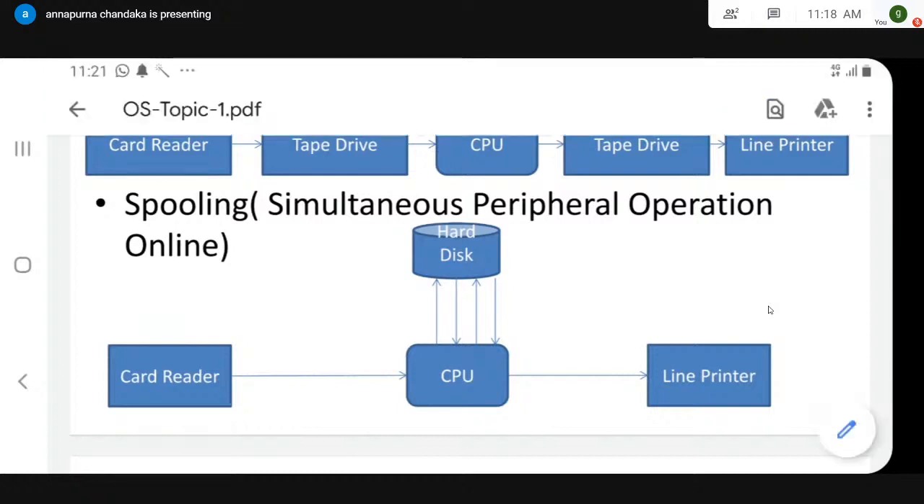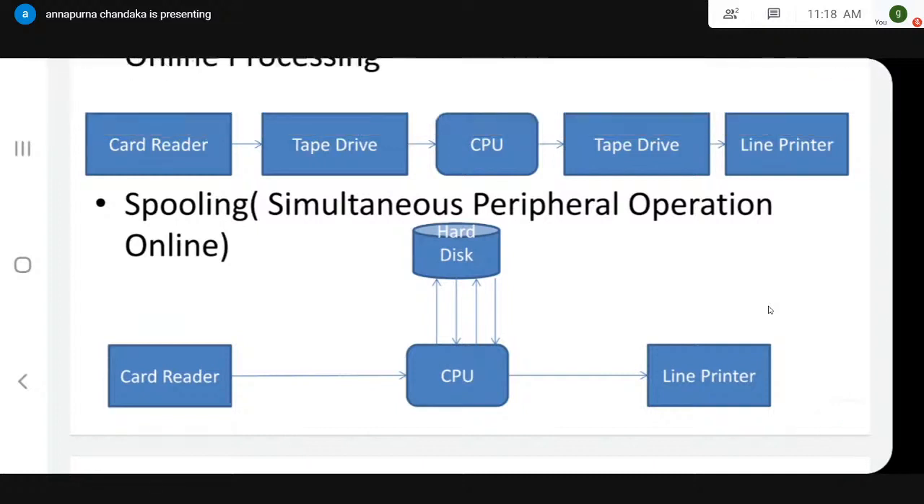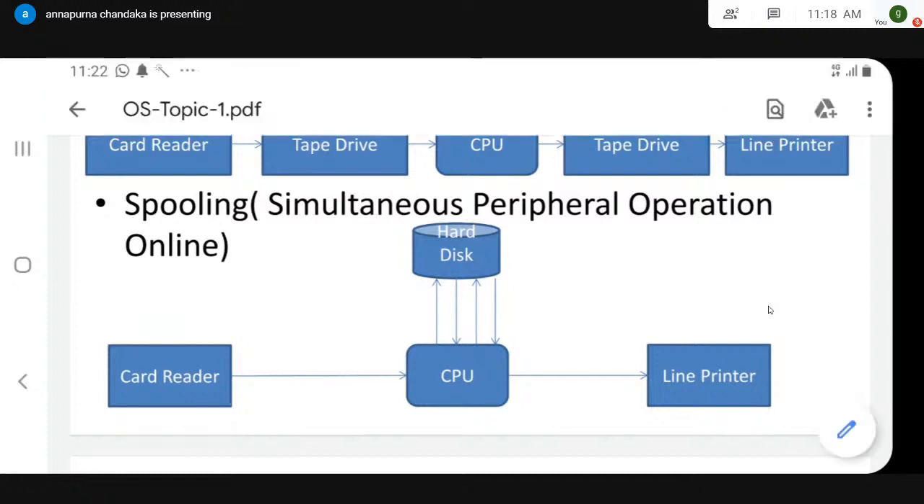So a collection of sectors is equal to a block. A collection of blocks is equal to a track. A collection of tracks is equal to a surface. A collection of two surfaces is equal to one platter. A collection of platters is equal to the hard disk. This is what it is.